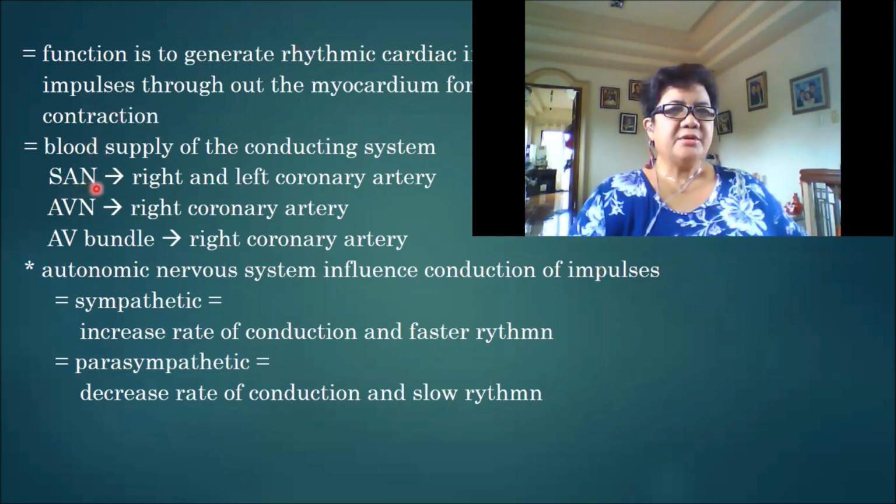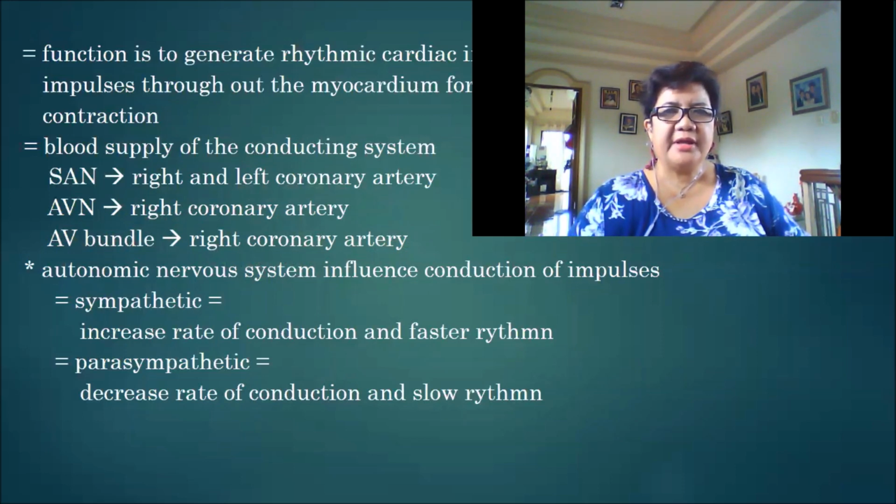Now the conducting system of the heart will have its own blood supply. So for your SA node, right and left coronary artery. While your AV node, which is smaller, will only have a blood supply coming from the right coronary artery. Your AV bundle blood supply will come from the right coronary artery, while the right bundle branch will have a blood supply from the right coronary artery and the left bundle branch from the right and left coronary artery.